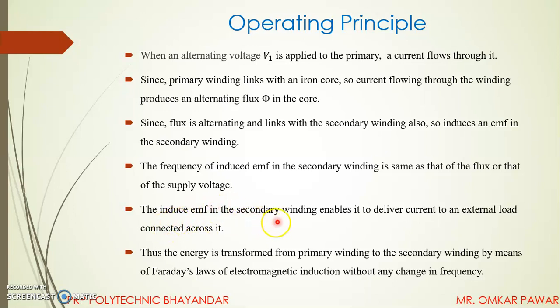The induced EMF in the secondary winding enables it to deliver current to the external load if the load is connected across the secondary winding. Thus, the energy is transferred from the primary winding to the secondary winding by means of Faraday's law of electromagnetic induction without any change in frequency.